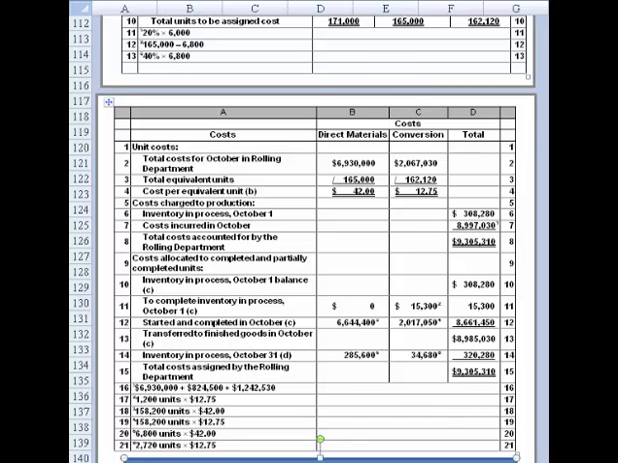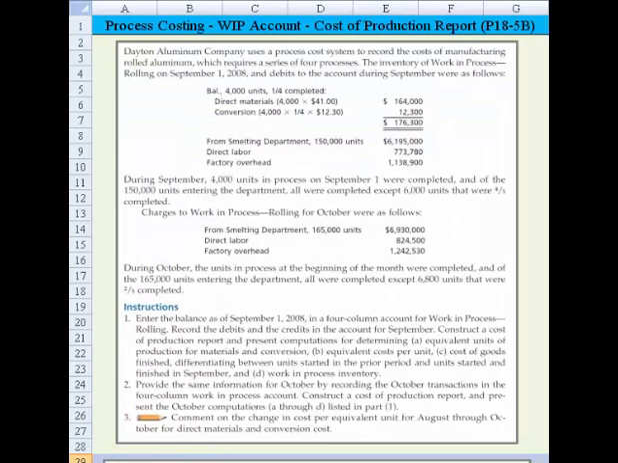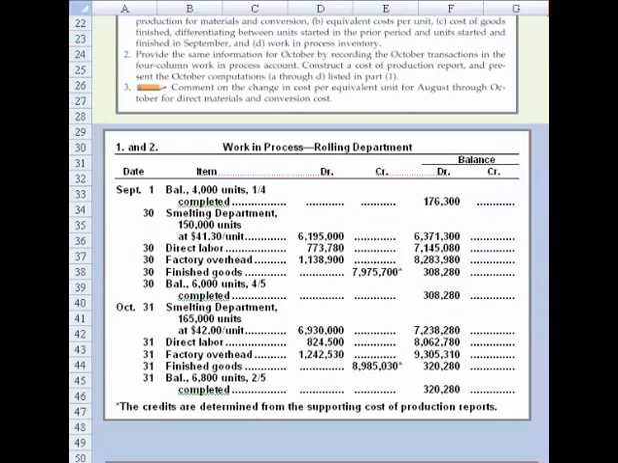All right, now let's slide back to the top and take a look at the next part of this problem. Okay, if you look at instruction 1, it told us to enter the balances of September 1st, 2008 in a 4-column account for work in process rolling. And in the number 2, we need to repeat that for October. Well, we've never gone through that. So now that we all have the data from the production schedules, let's show how that gets used. And I'll slide up and we'll just illustrate it.